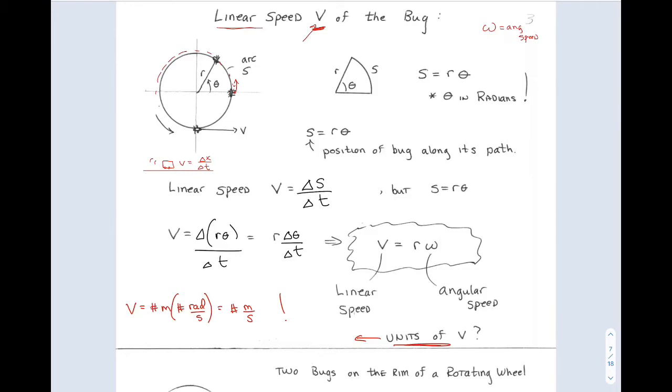So I want to find the linear speed of the bug. We know from the earlier chapter that linear speed, whoops, wrong arrow.